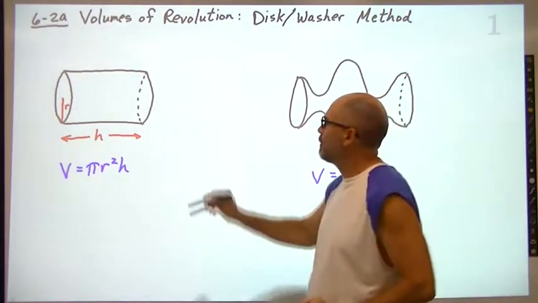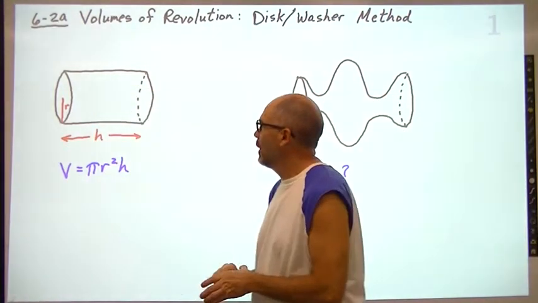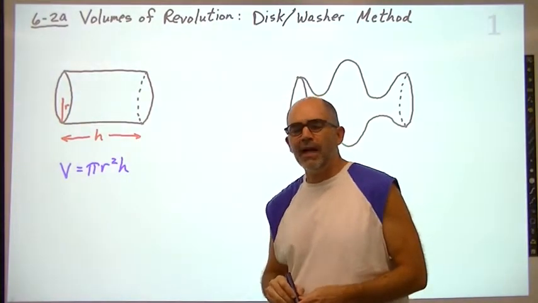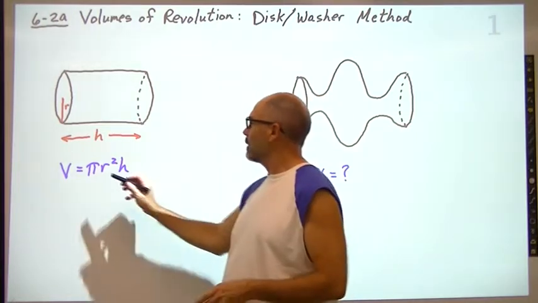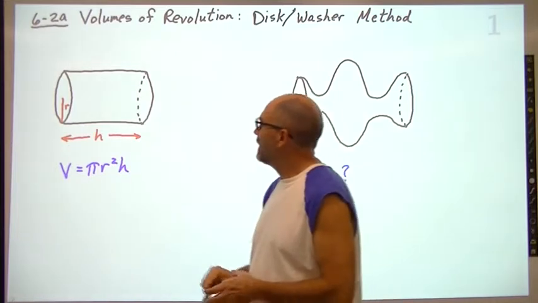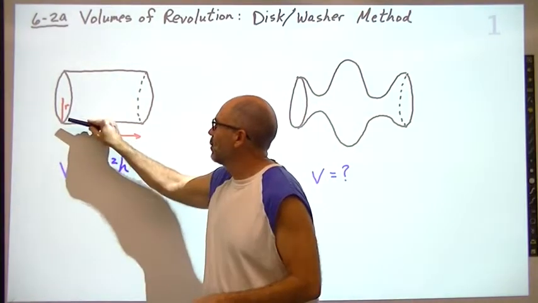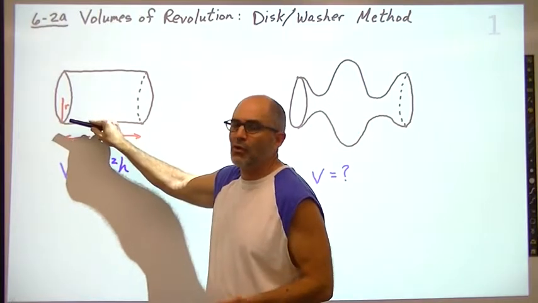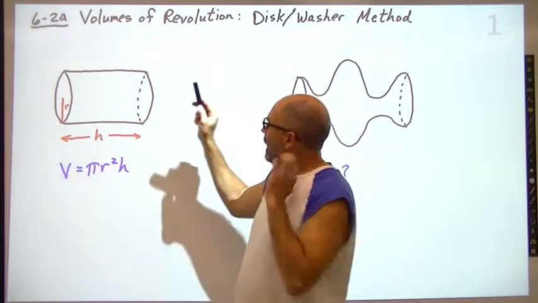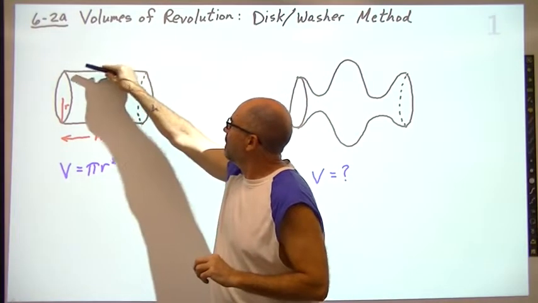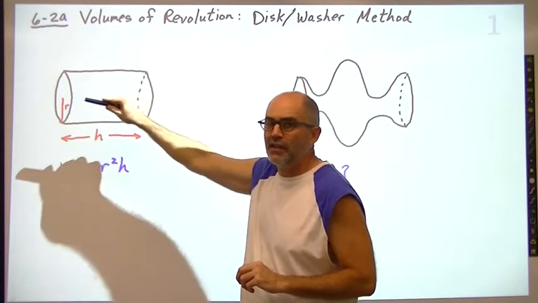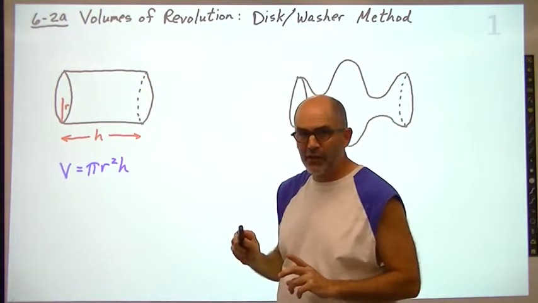Wanted to know the volume of this cylinder with a given radius and height, then I remember from my geometry class that the volume is pi r squared h. Basically, the idea is it's the area of the base, which is pi r squared because it's a circle, times the height. Now, this is true simply because the radius remains constant throughout the entire cylinder.